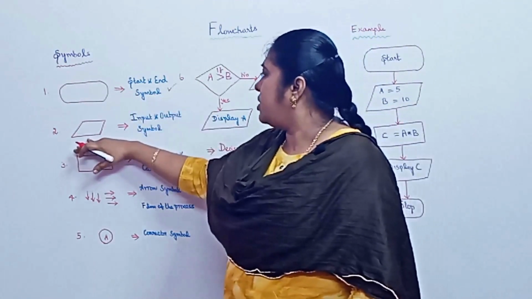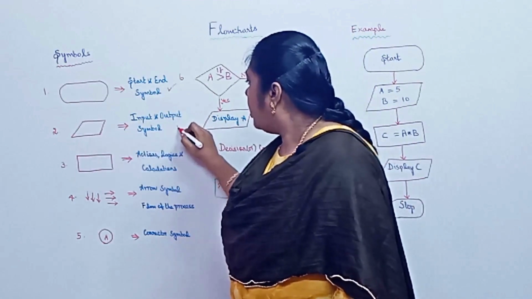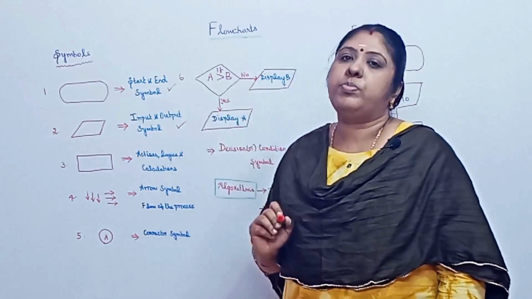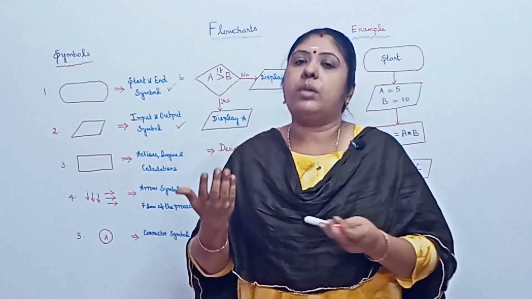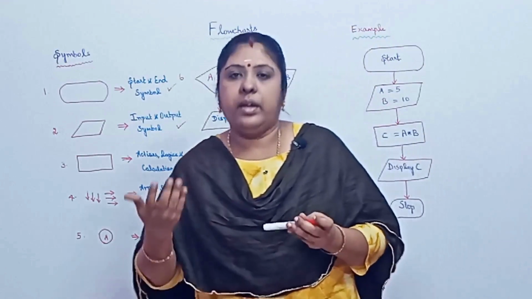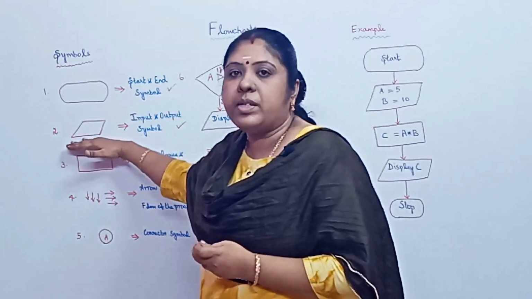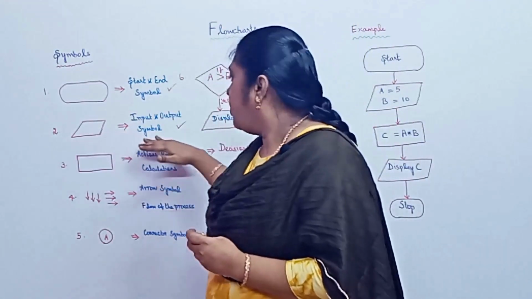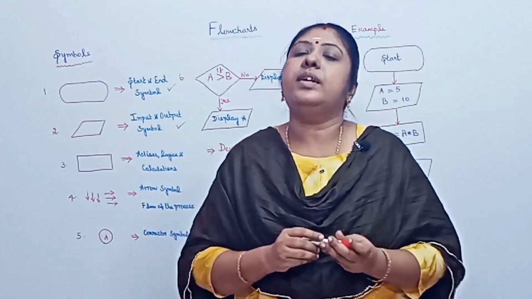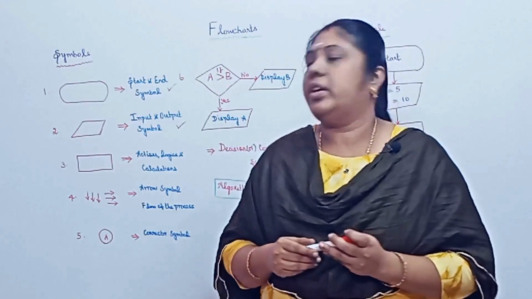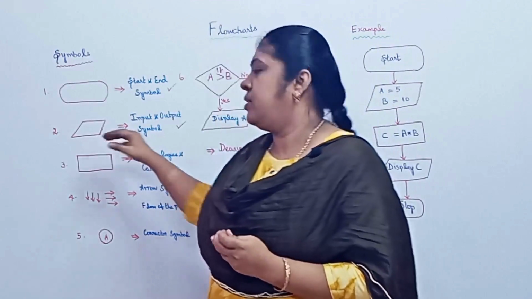And then next comes the parallelogram symbol, which is called the input and output symbol. Consider a small addition example. It should contain two numbers as input, such as A and B, which are taken as input and represented by this parallelogram symbol. Similarly, the output has to be displayed, that is, after addition the result has to be shown to the user, which is also represented by the parallelogram symbol.